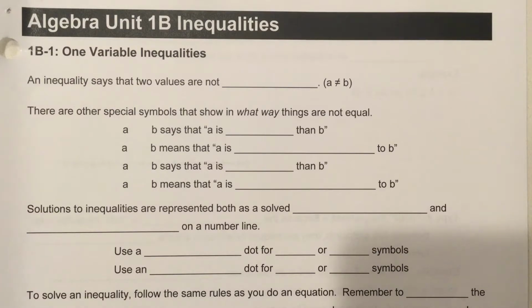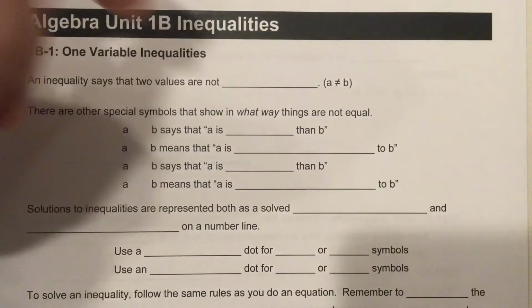It is chapter 1B. It's called 1B because it's going back to some of the linear stuff, but now instead of them being linear equations, they will be linear inequalities. All right, so what is an inequality? An inequality says that two values are not equal.